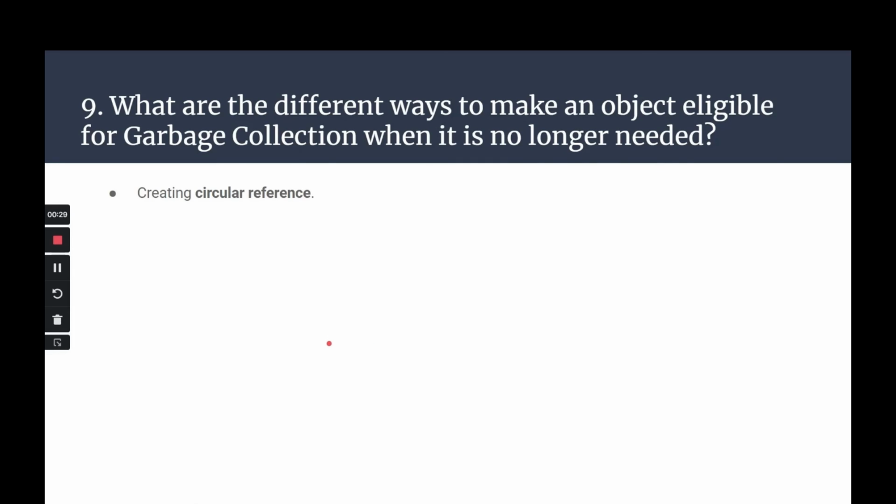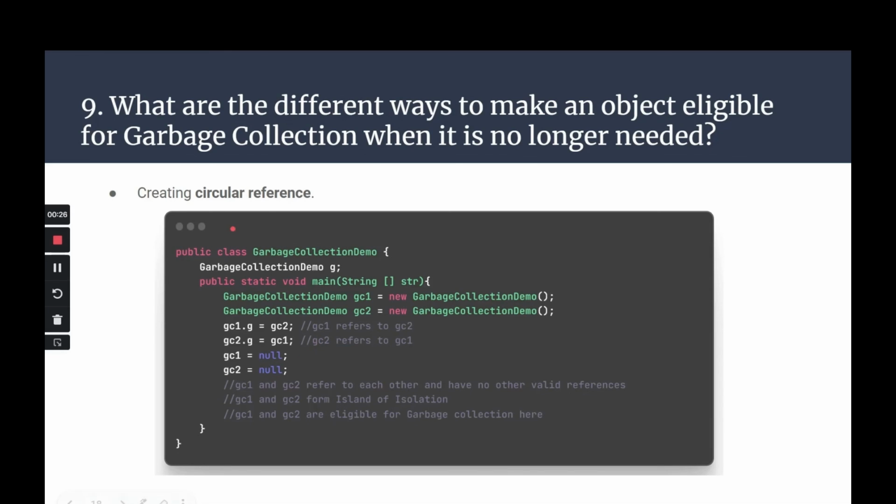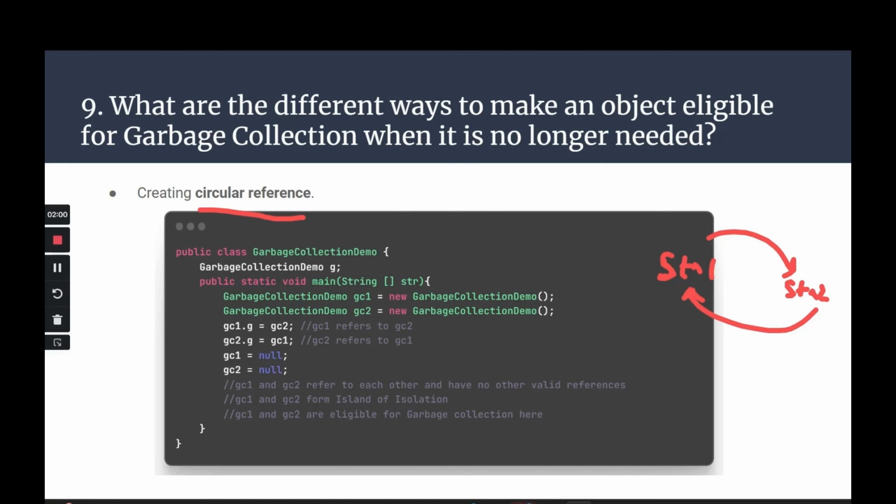Next is creating a circular reference. So this is tricky. Actually, modern garbage collectors can very well handle circular references. A circular reference is like, you have one variable str1 pointing to str2, and str2 pointing to str1. So theoretically, it assumes that this is perfectly eligible for GC because there are two objects which are interdependent, forming a cycle, and there is no active reference pointing to them. So it is like a loop, a cycle.